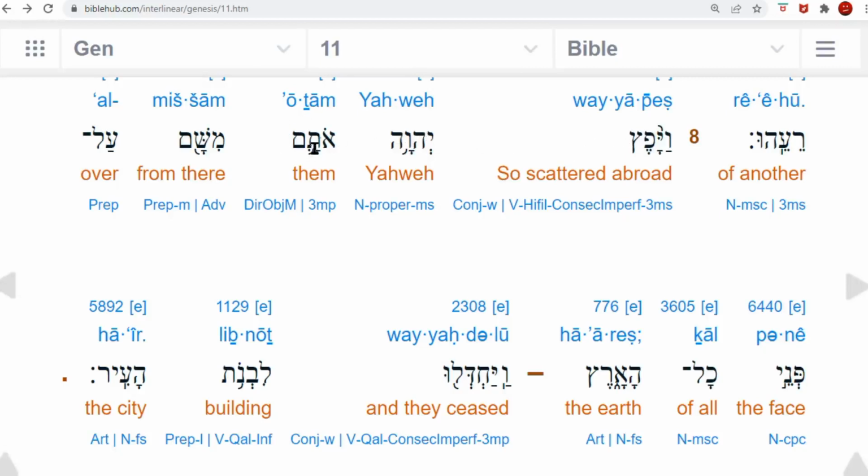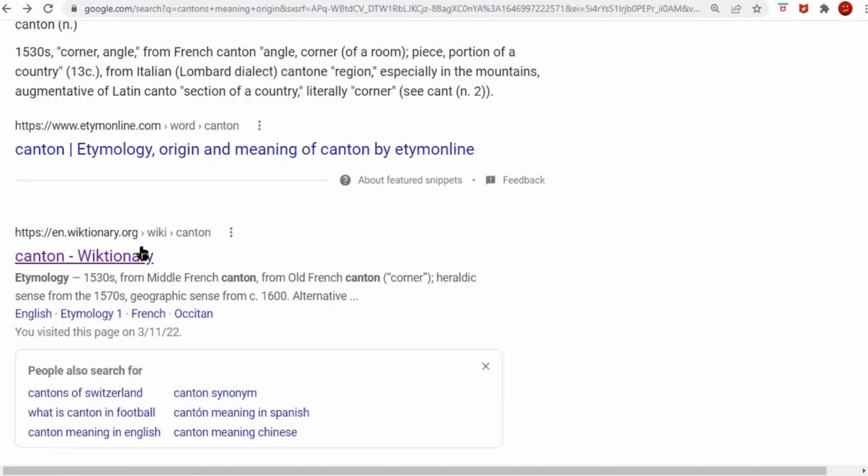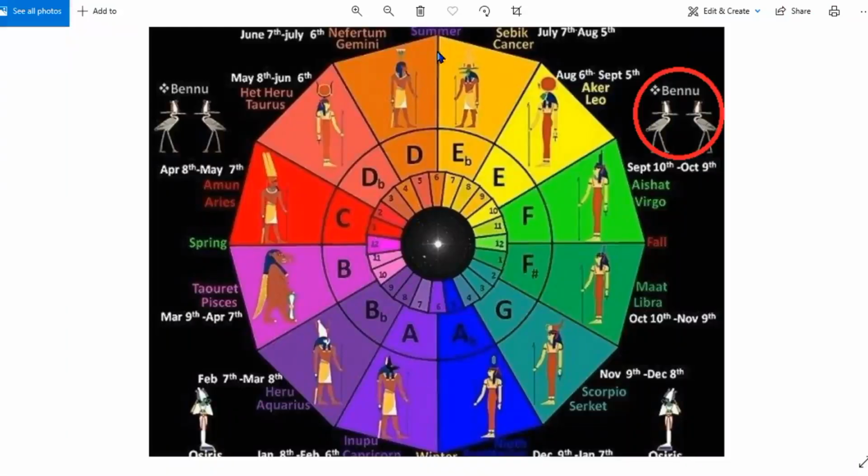Have mit. Mit is with Amishes. Amish is a title of an official in the German Swiss cantons, an office, a Celtic borrowing related to the beginning of ambassador. And so the canton is coming from a corner, a division of a shield occupying a third of the chief. In the 4 corners, you've got summer and winter and fall and spring. And you've got Rahu and Ketu playing footsies over here with spring and fall.